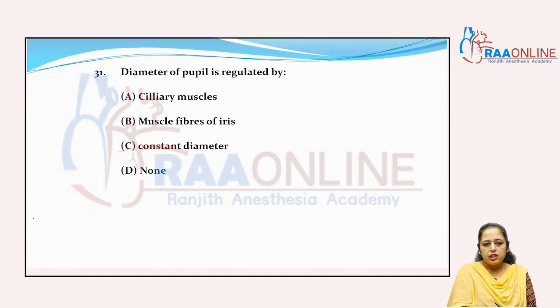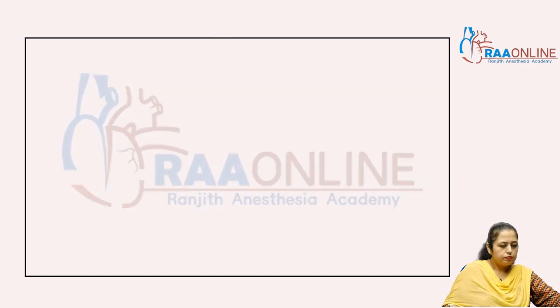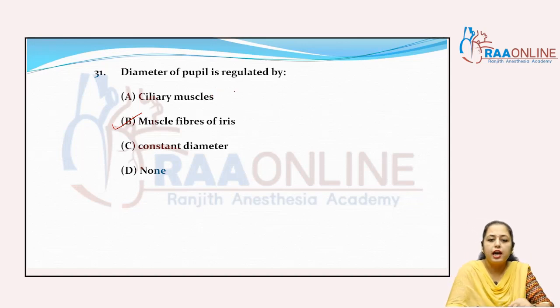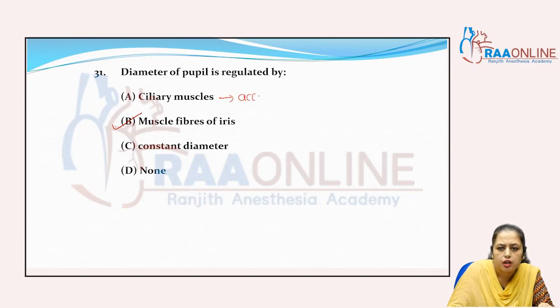Now come to the next. The diameter of the pupil is regulated by the muscle fibers of the iris, right? It is the direct answer. It is not the ciliary muscles actually. In that question, the diameter of the pupil is regulated by, the question is asked, so that is the muscle fiber of the iris. But what is the function of the ciliary muscle? Actually, the ciliary muscle helps to alter the shape of the lens for near and far vision, and that process is known as accommodation. So we can say it helps the accommodation process, right?